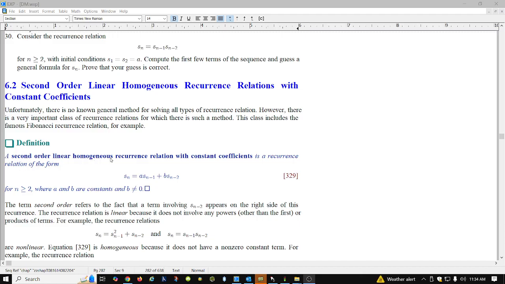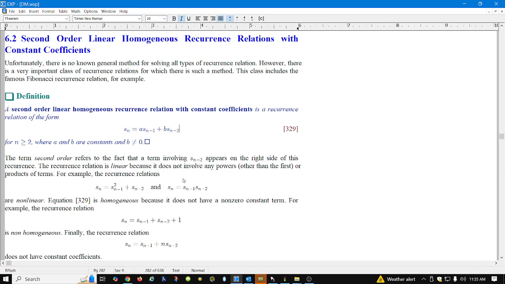A second order linear homogeneous recurrence relation with constant coefficients is a recurrence relation of this form: Sn equals a Sn minus 1 plus b Sn minus 2, for n bigger than or equal to 2, where a and b are constants and b is non-zero. We could actually start this at other values of n. This would start it at S sub 0, but that'll do for our purposes. We could start this at n equals 3 or any value of n, really.